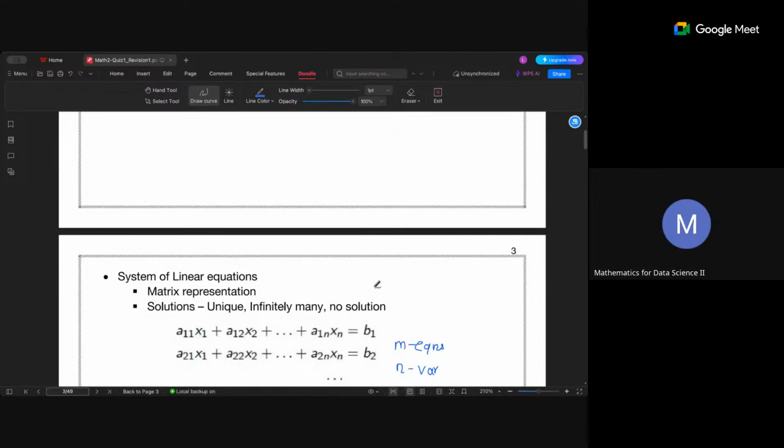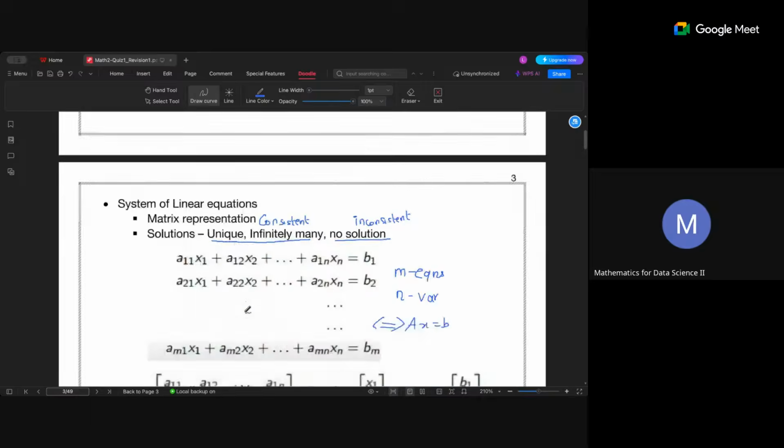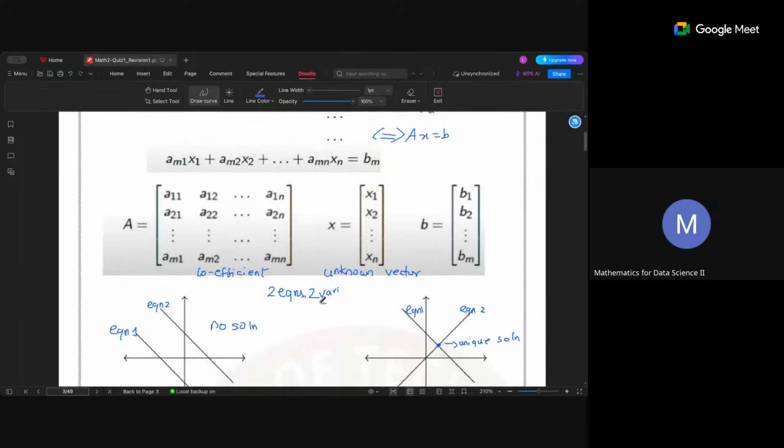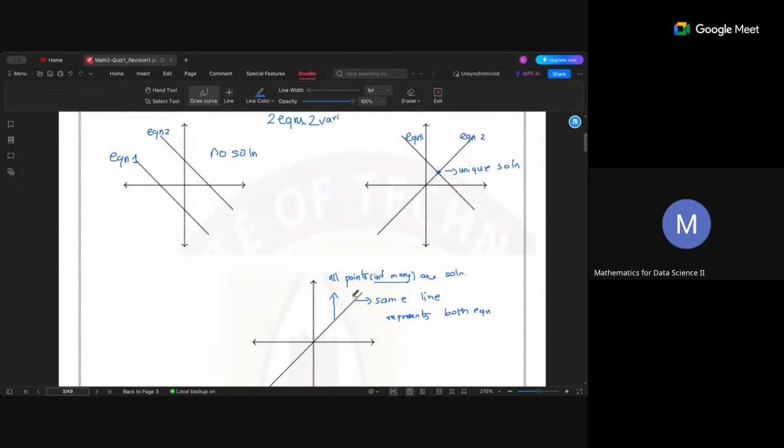Here you see that if it is unique or infinitely many, we call the system consistent. And if there is no solution, we call it inconsistent. The system is consistent if it has either a unique solution or infinitely many solutions. In these two cases, the system is consistent, and here it is inconsistent.